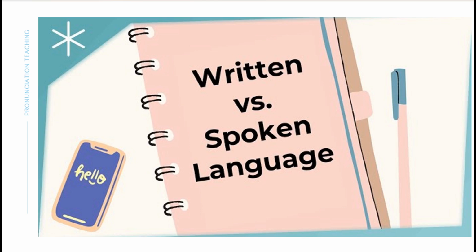Written language typically lacks immediate audience interaction. The writer may not receive feedback until the written text is read by others. Number 3. Structure and formality. Spoken language tends to be less structured, with the use of colloquial expressions, informal vocabulary, and sometimes incomplete sentences.